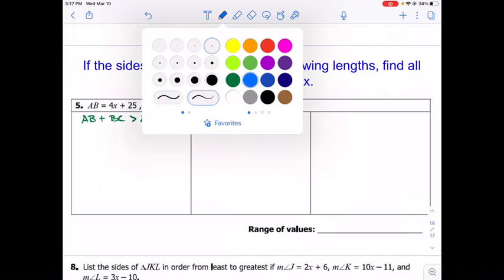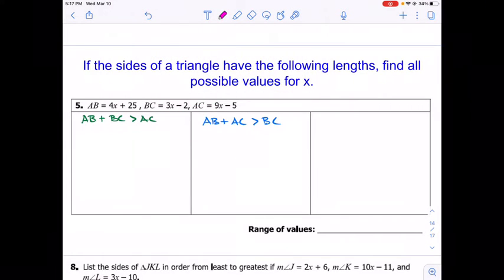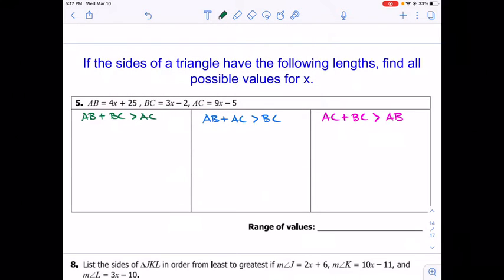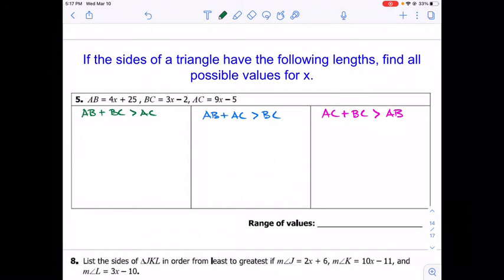And our last combination here is AC plus BC greater than AB. So that's what we're going to check. We have to do all 3 of these in order to figure out our possible values for x. So let's plug in our expressions. 4x plus 25 plus 3x minus 2 greater than 9x minus 5.